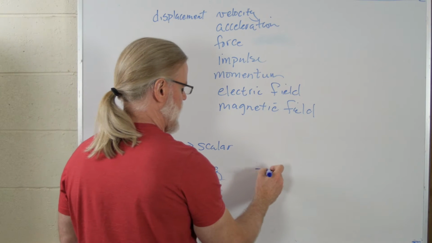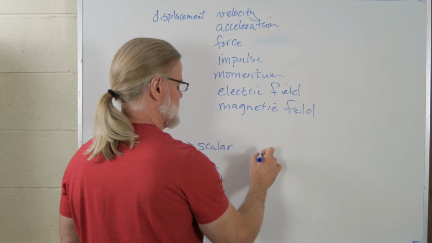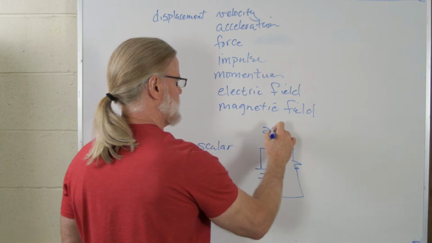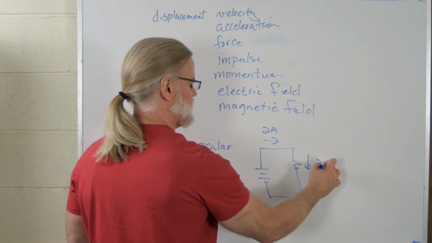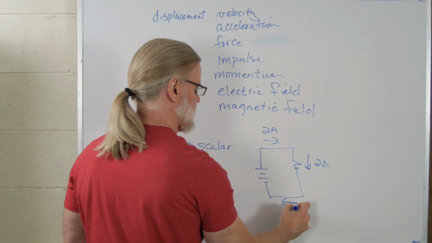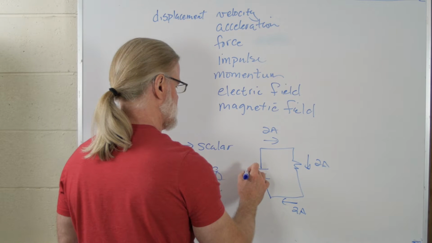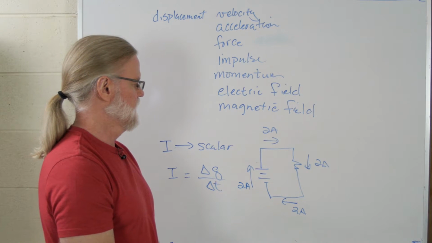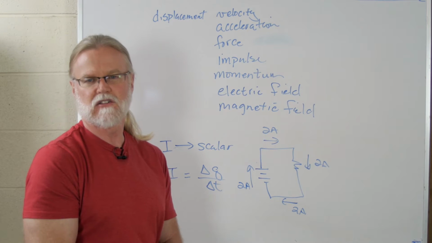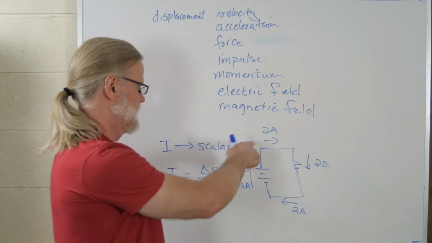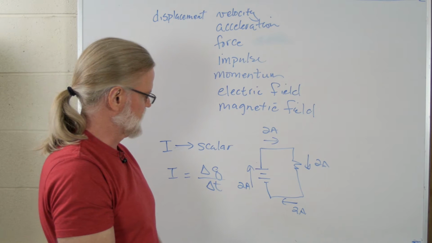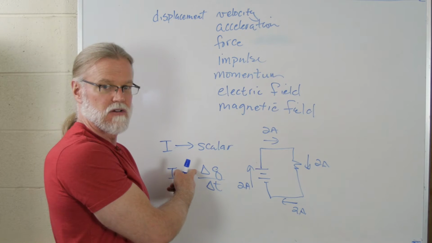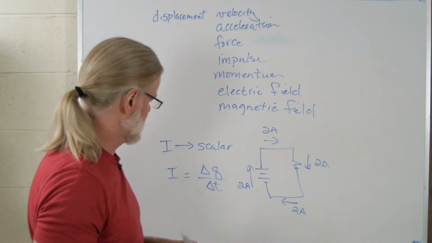If you had a circuit like this, and you had 2 amps going that way and 2 amps going this way, we would have the same amount of current everywhere because this is just a series circuit. Those don't add up to 0. If those were vectors, then maybe they would add up to 0. So current is really accounting the amount of charge that goes by in a given amount of time.